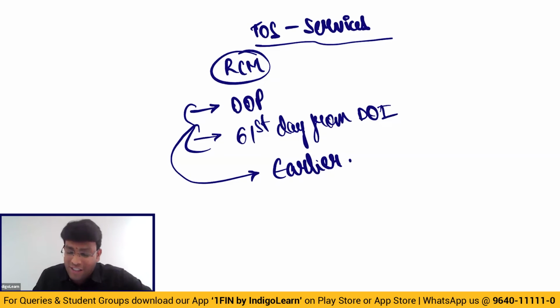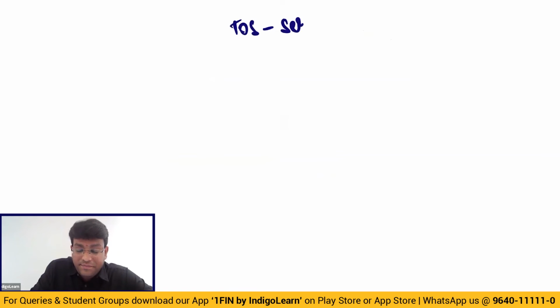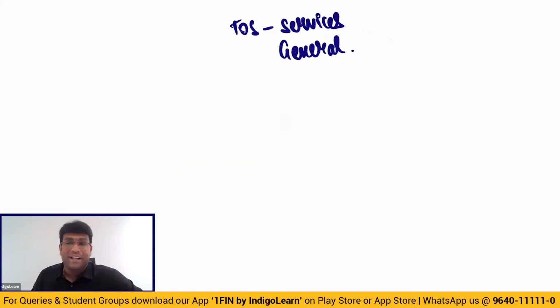So last but not the least, the last point, my dear friends, that is time of supply for services, where I will talk about general rule, my dear friends. The general rule for services covered under normal route, that is in forward charge mechanism, is something like this.